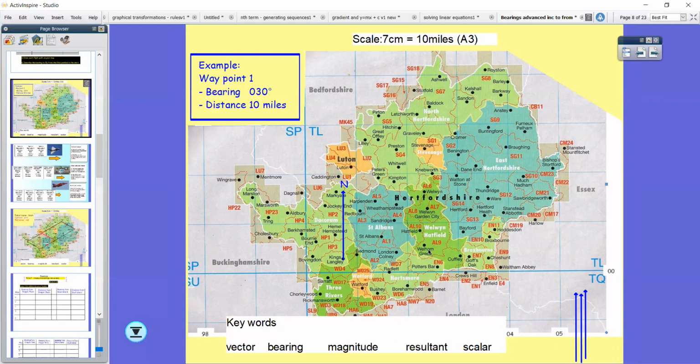Keywords are mentioned down the bottom there. You can bring those in as and when. And what I do is get them to say, right, everybody, can you draw 030 at 10 miles, using a 7 centimetre equals 10 miles scale? So we do that, and we check that everybody can do that. At this point, we are stipulating, as we do on any bearing diagram, that north will be the top of the paper.